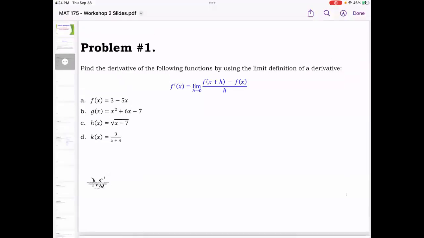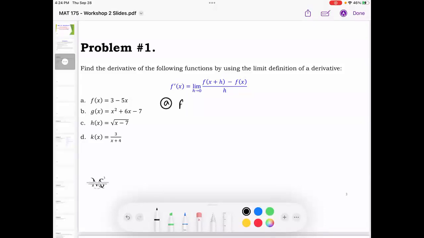So whenever I want to apply my limit definition of a derivative, the first thing that I have to do is figure out what's my f of x plus h. To figure that out, all we got to do is replace x by x plus h. So f of x plus h is going to be 3 minus 5 times x plus h. And we can just rewrite this. We could distribute the negative 5 inside the parentheses. This will give us 3 minus 5x minus 5h.